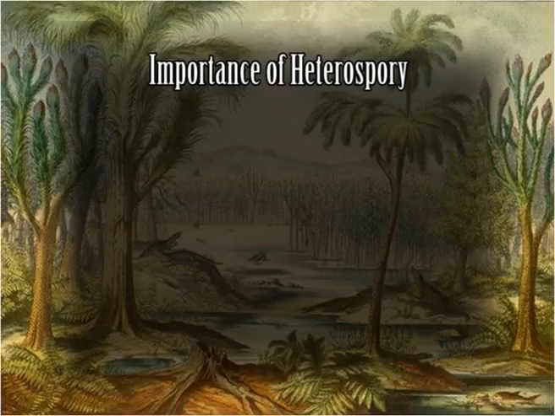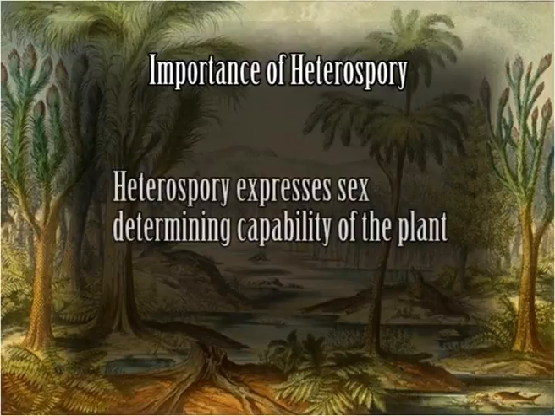Now, let us discuss importance of heterospory. Heterospory expresses sex determining capability of the plant. In homosporous species, differentiation of sex takes place at the gametophytic stage, whereas in heterosporous species, differences in size of the spore is related to the sex of the gametophyte. That is, a microspore always gives rise to a male gametophyte and megaspore to a female gametophyte. Thus, in heterosporous forms, the sex of the gametophyte can be predicted at the spore stage.